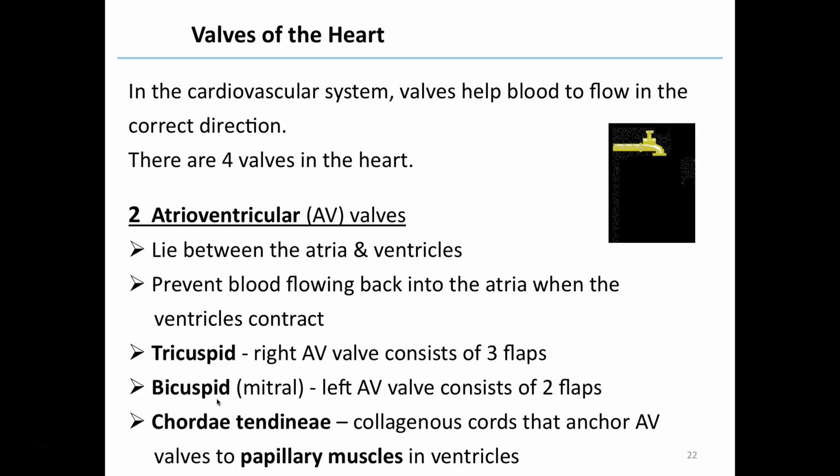Now, attached to these cusps and these flaps are chordae tendineae. These are cartilaginous cords that anchor the AV valves, and particularly the cusps of the valves, to the papillary muscles within the walls of the ventricle. When the papillary muscles contract, they pull the chordae tendineae, which opens the AV valve, allowing blood to pass through. And in a moment, we'll see what these structures look like.